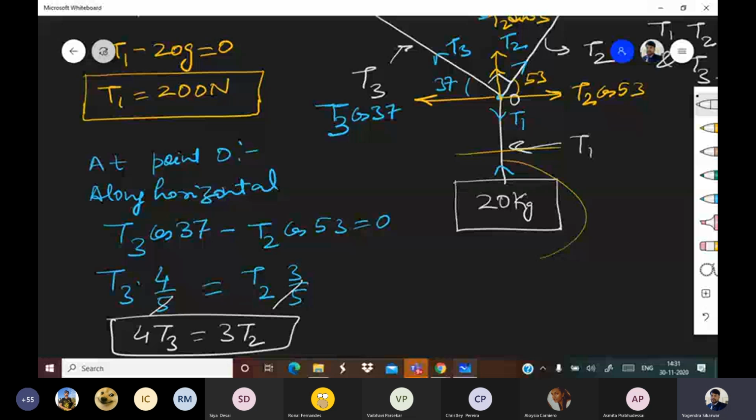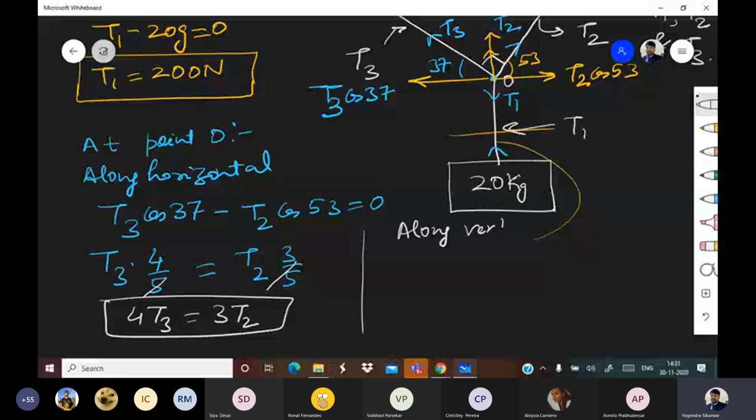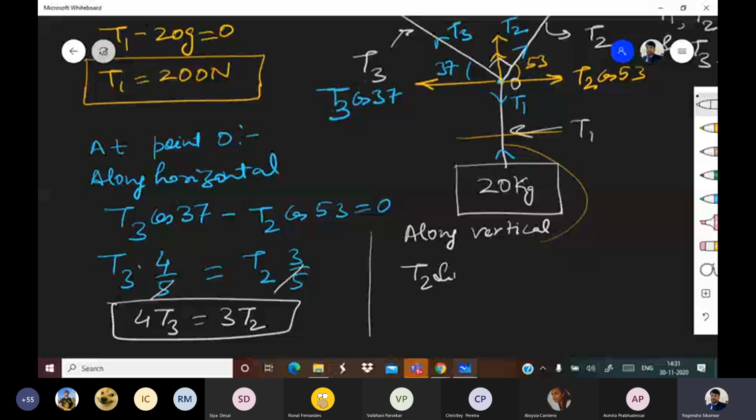This is one equation which we have got. Now let us talk about along vertical. So along vertical, what you can see is T3 sin 37 is upward, T2 sin 53 is also upward. So what we can write is T2 sin 53 plus T3 sin 37 minus T1 is equal to 0. Why? Because T1 is acting downward at point O.